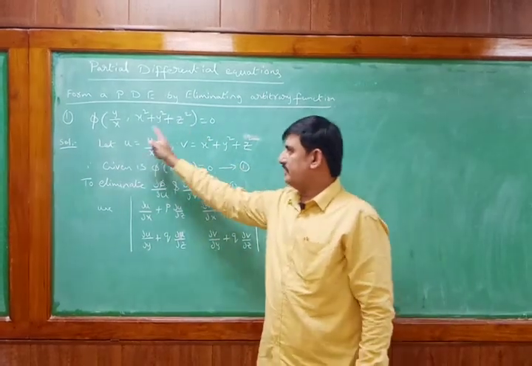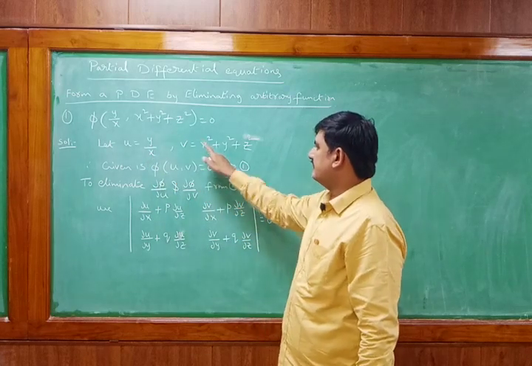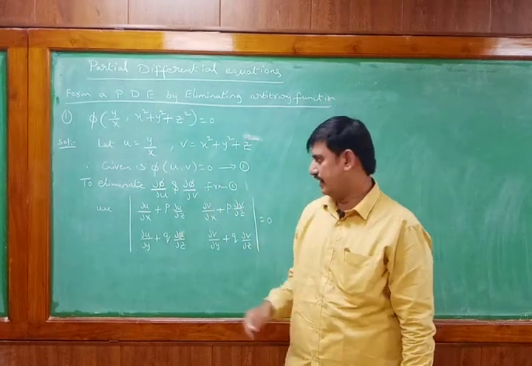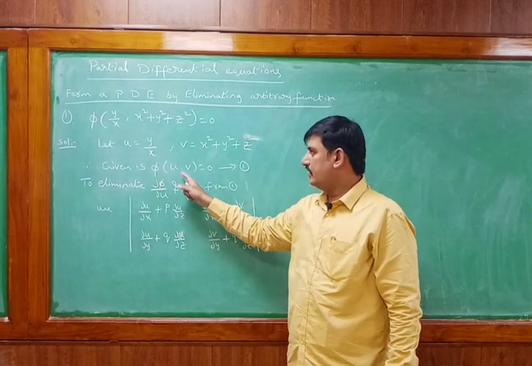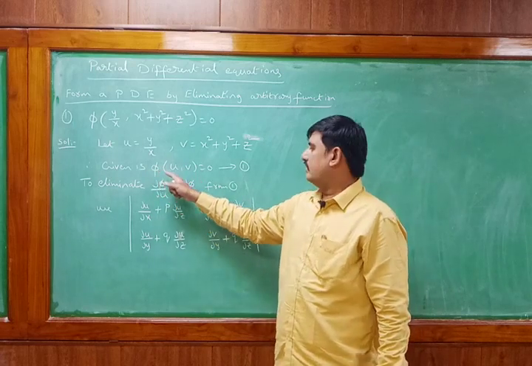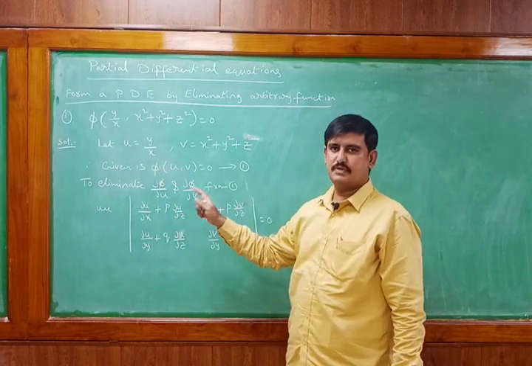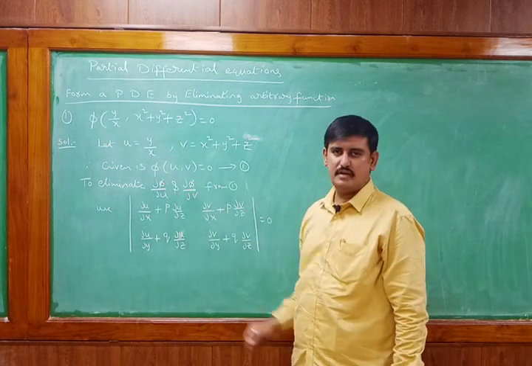To solve this problem, let u is equal to y by x and v is equal to x square plus y square plus z square. So what does my given equation become here? It becomes phi of u comma v is equal to 0. To eliminate phi, we have to differentiate partially with respect to u and v. So I get dou phi by dou u and dou phi by dou v.